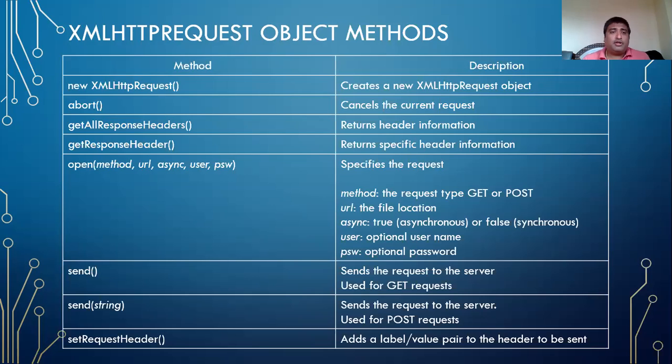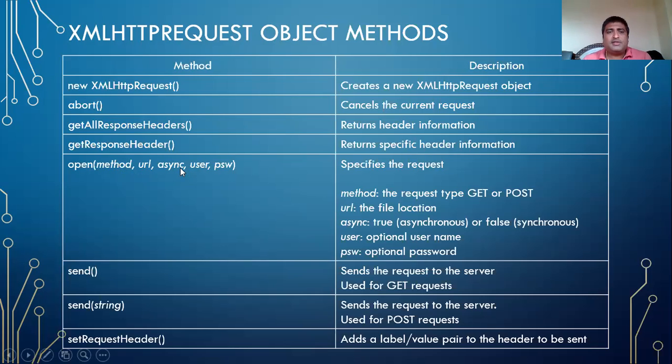Next and most important is the open method. For the open method, we require the parameters method, URL, asynchronous, user, and password. User and password are optional. The important parameters are method, URL, and asynchronous. For method, there are two available: GET and POST, using which we can send data to the server. So here we pass the method, GET or POST, then we pass the URL.